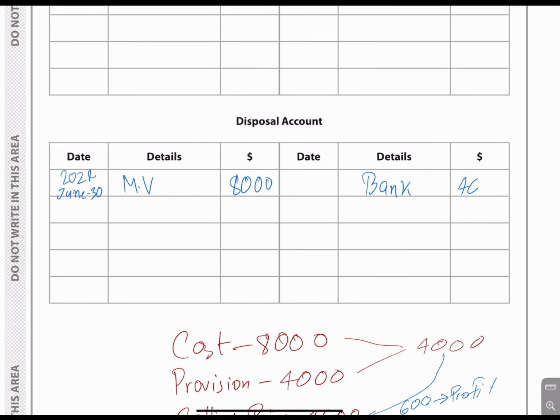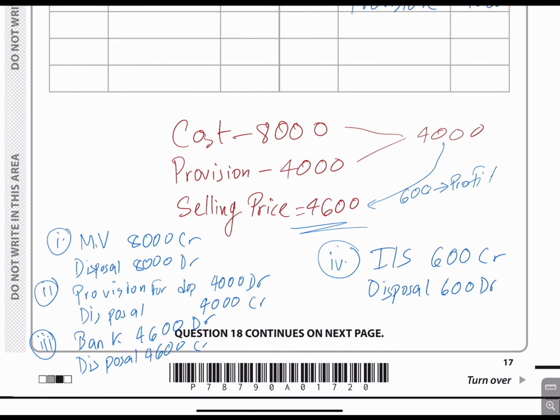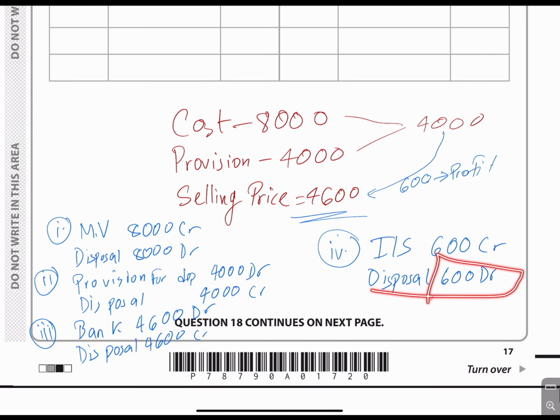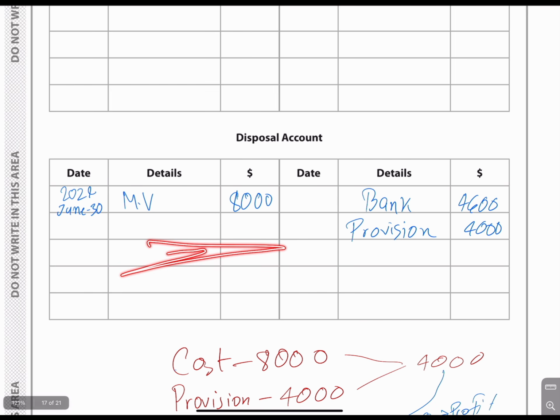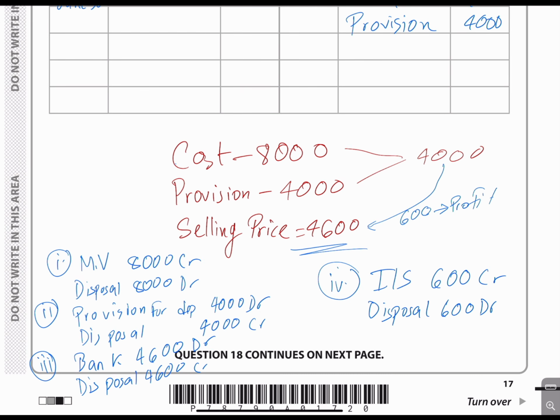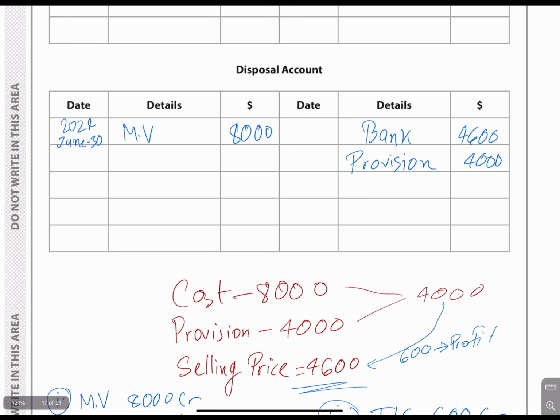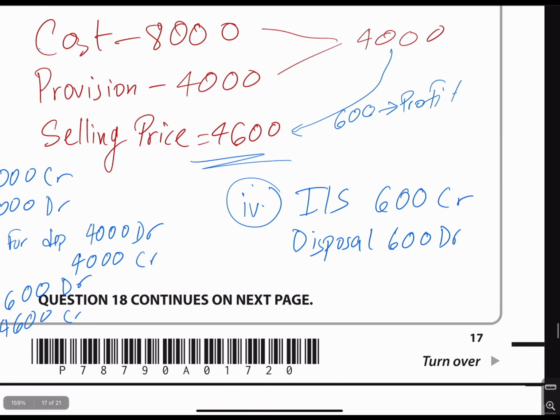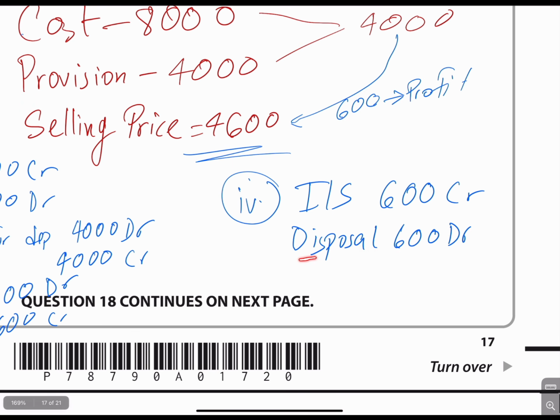So bank 4,600, provision 4,000, and income statement, whatever the last one, it is on debit side. Or you can just balance it out with income statement. It's that easy. This side is lower by 600. 600, 8,600, 8,600. And if you want to transfer this ledger, disposal is debited on disposal account, debit side, income statement.